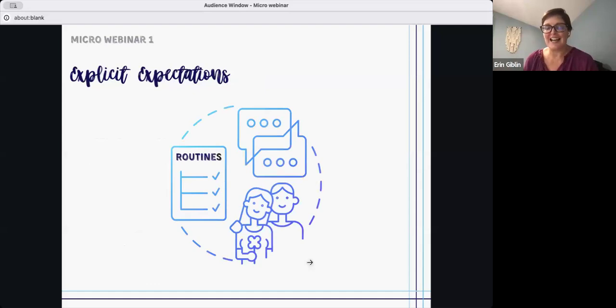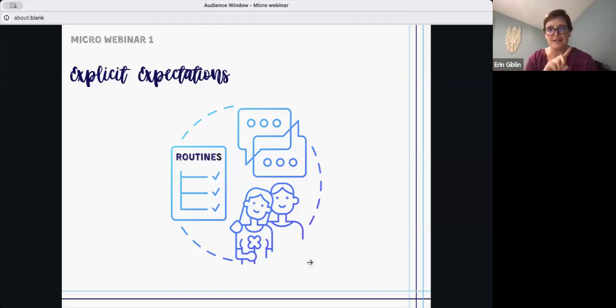So let's talk about explicit expectations. When you are going over procedures with your students, you want to make sure that you're breaking everything down step by step. The older your students, the more steps you can take, but you don't necessarily want to lay all of those steps out at once. We'll go over how to practice those procedures and break down those steps. But when you have littles, each of those steps should be very incremental, very small, a couple of steps at a time.